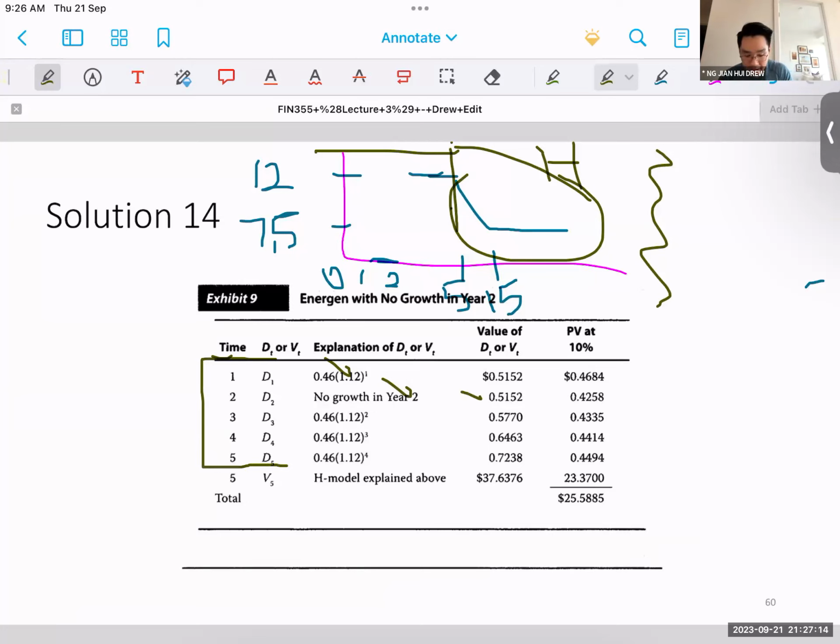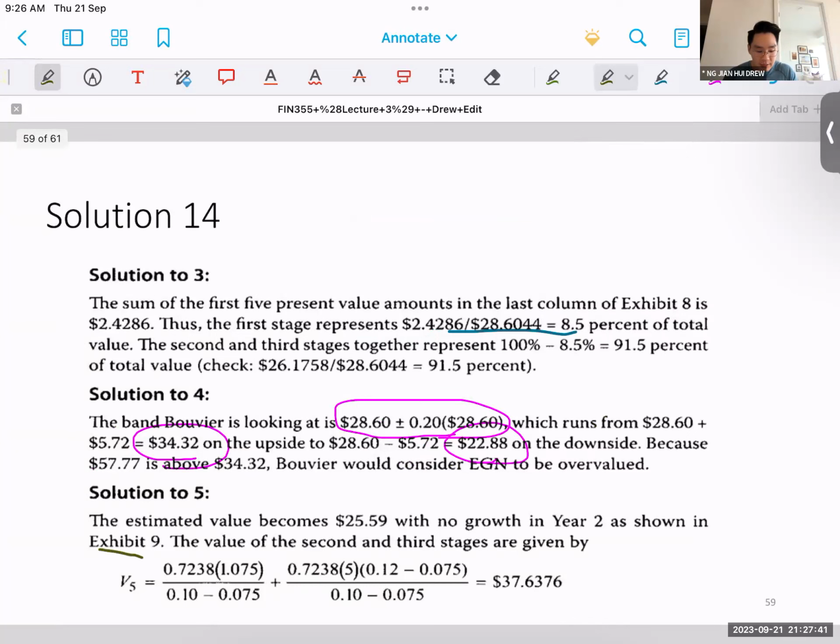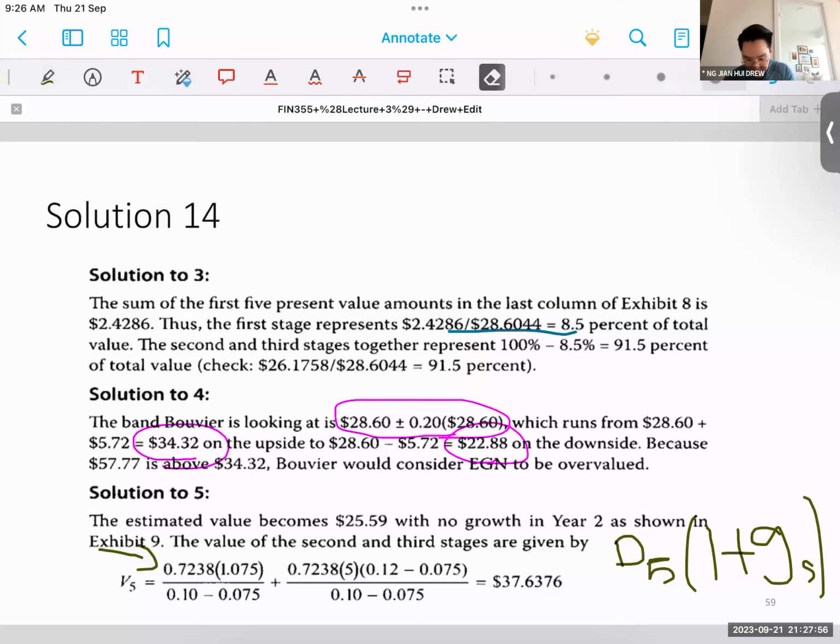But remember, you still need to PV the dividends in year 2. There are still dividends, just no growth. Then year 3 grows again, year 4 grows again, year 5 grows again, all at 12%. That's the only change. But because of that, the H model amount will be affected as well, because the H model uses D5 times (1 plus GL). Sorry, I think it's GL, not GS.